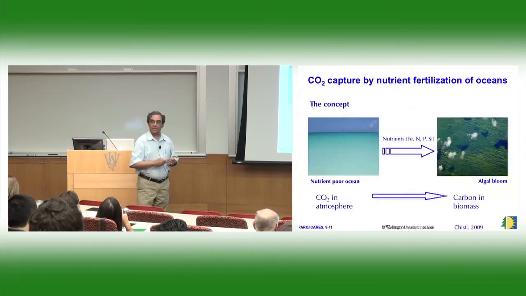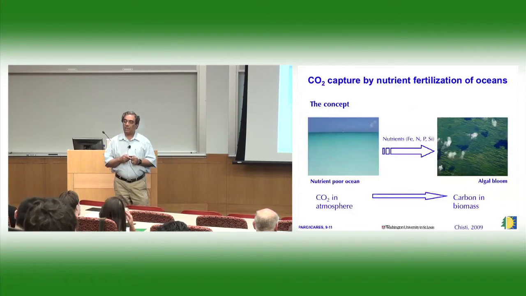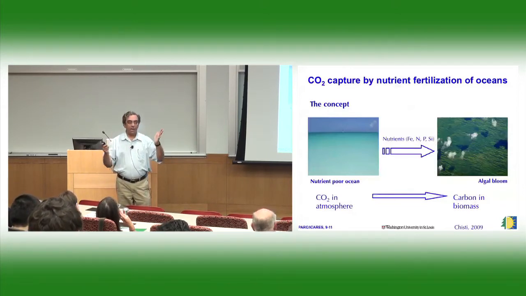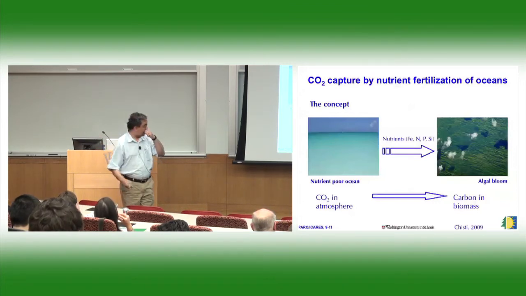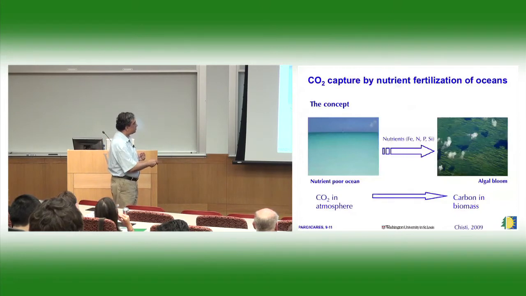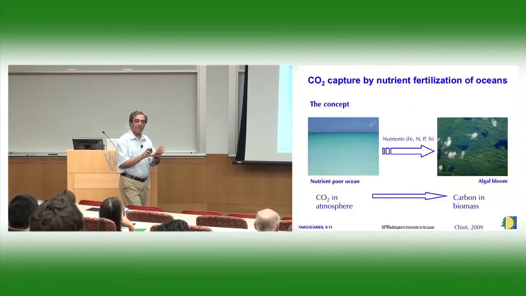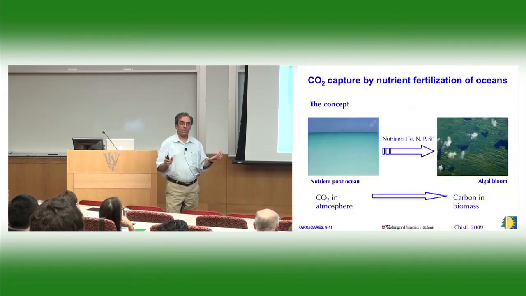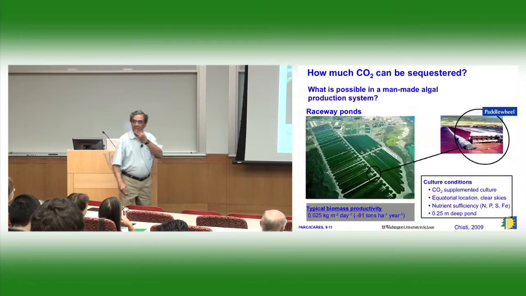Now, hidden in that is the fact that under certain conditions, algae can grow at a very high rate and over a large body of water. So CO2 in the atmosphere then gets converted to carbon and biomass. And in that case, you don't want to utilize that carbon. You just want to sequester it. That's the concept. So what does it mean to do that?